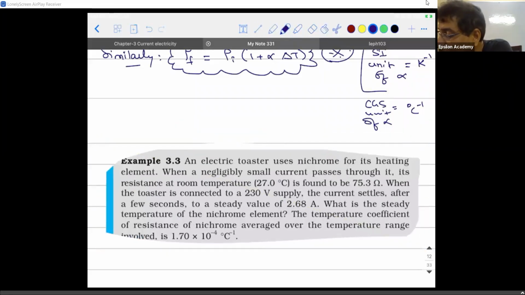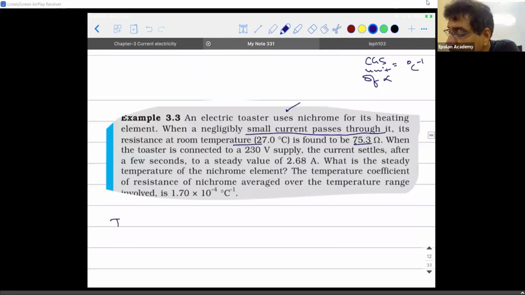There is an electric toaster that uses nichrome wire for its heating element. When a negligibly small current passes through it, its resistance at room temperature of 27 degrees Celsius is found to be 75.3 ohm. When the toaster is connected to a 230 volt supply, as of now have it in your mind, this is the AC supply. This 230 volt is the one which comes at your home also. We know that in our house it is AC that is running.